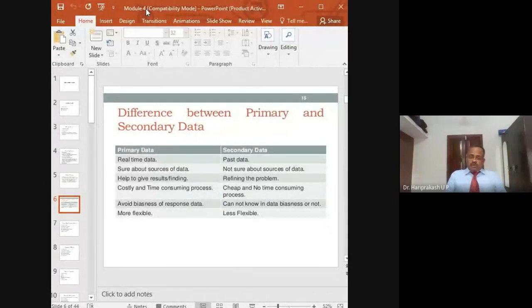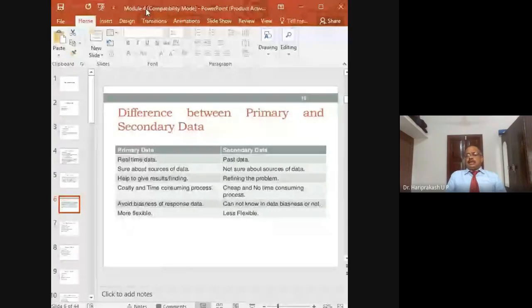Avoid biasness of response. When you are collecting primary data, you can avoid biasness. When you understand that the data is biased, you can use your judgment, and if you find that the response is biased, you can exclude it from your analysis. But with data that is already collected and already used for analysis, you are not sure whether the data is biased or not. You don't know about it.